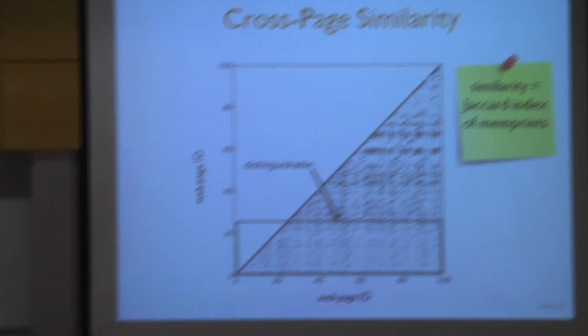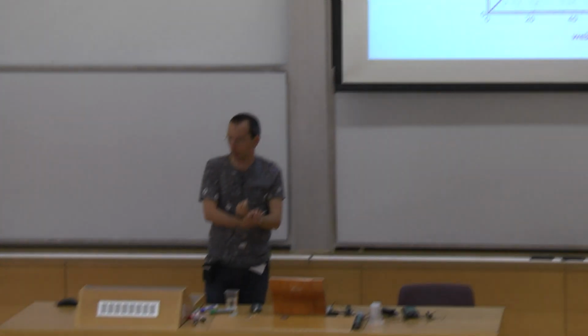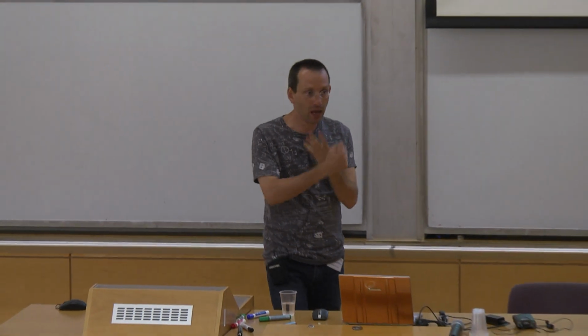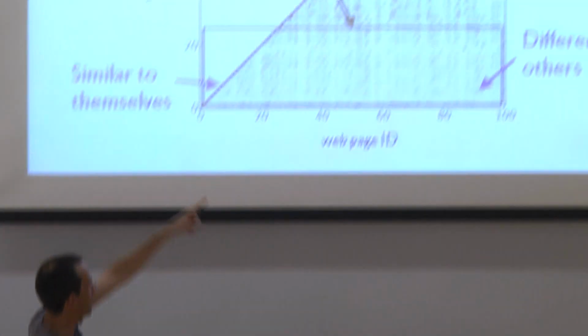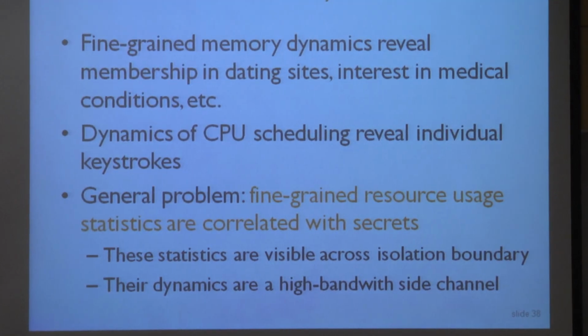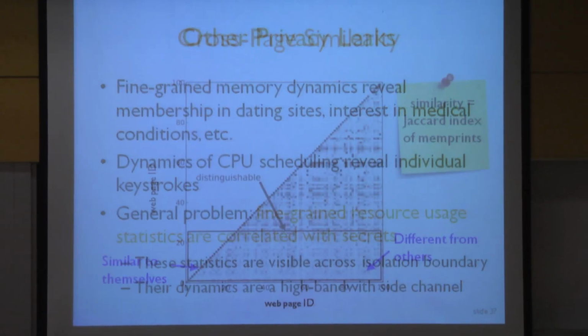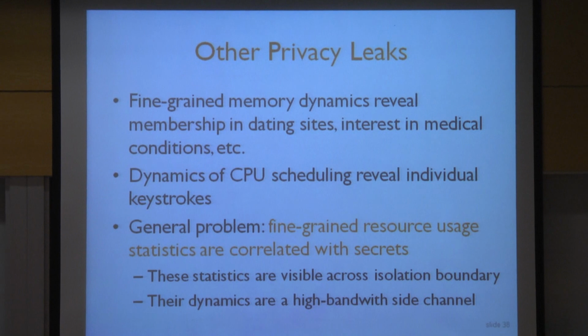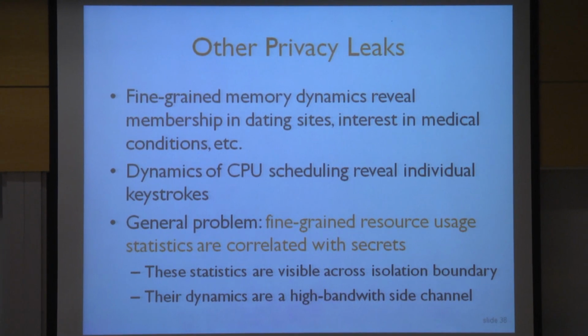And again, remember, all I'm watching is just memory consumption and the pattern of memory consumption, just some very coarse-grained statistics. So this means that they're similar to themselves. Light inside means that they're different from others. So this really works very nicely. And by the way, this is just the tip of the iceberg. You can do much better.